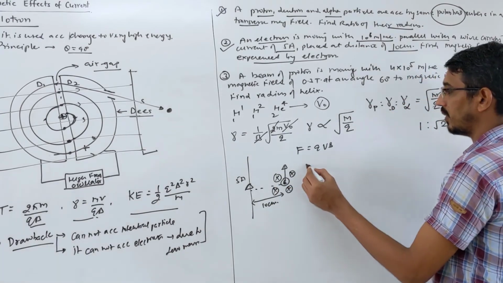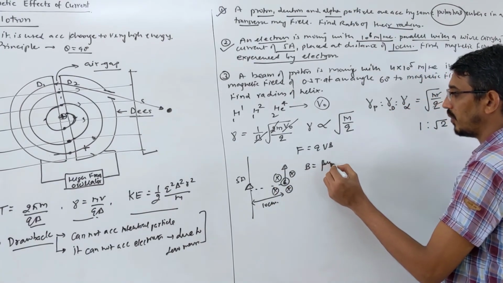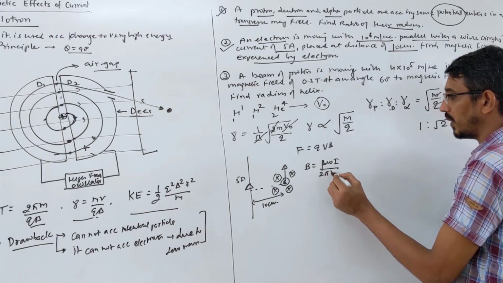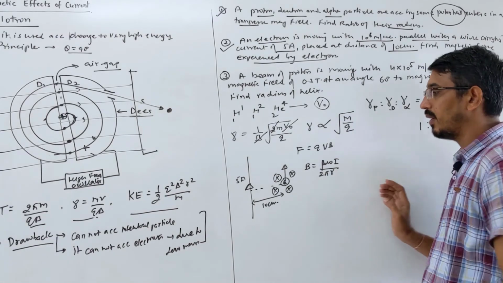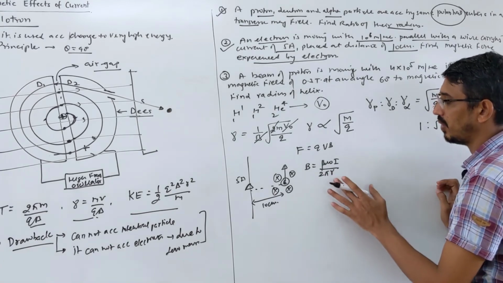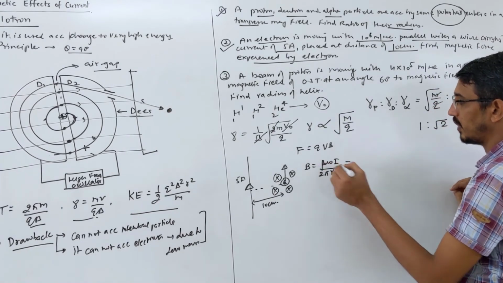And how much strength, magnitude? Magnetic field due to a wire is what? Mu naught I upon 2 pi r. Correct? This is the formula for an infinitely long wire. What is the magnetic field produced by a wire? So this is the answer. Let's calculate how much it comes.